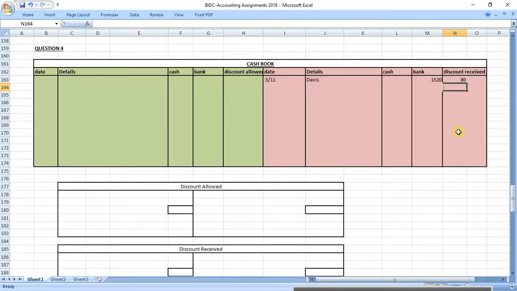It was a cash discount, so would you put that under cash? No, cash is cash. The discount is the discount. They're two separate things. Remember, they tend to differentiate between cash and bank, so it's just two different accounts. Okay, cool. Next one.